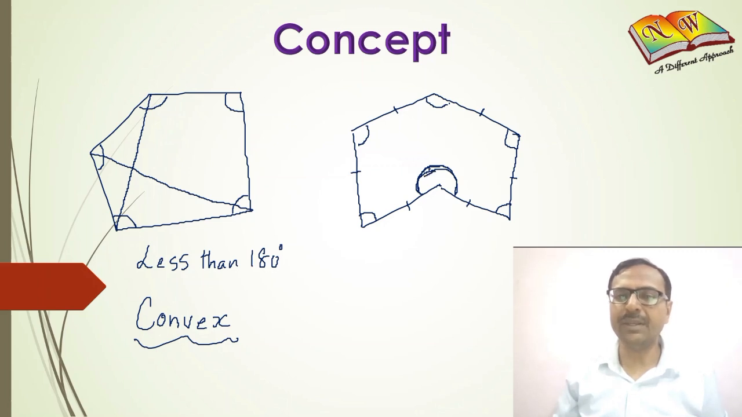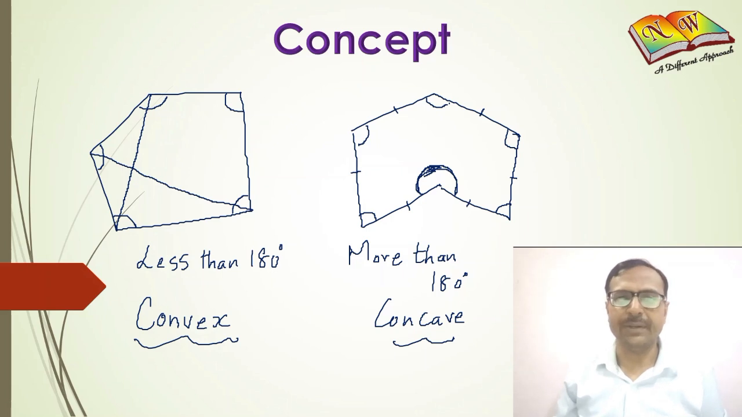So in a polygon, if even one angle is more than 180 degrees, then that type of polygon is known as a concave polygon. And some of the diagonals of a concave polygon are going to lie outside, that means outside the polygon. It may be the entire diagonal or a part of the diagonal which will lie outside. Suppose I join these two vertices A and B. You can see this diagonal lies outside the polygon, and therefore it is known as a concave polygon.